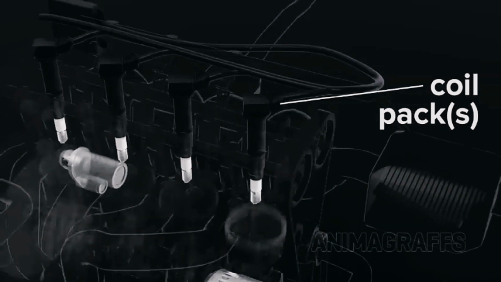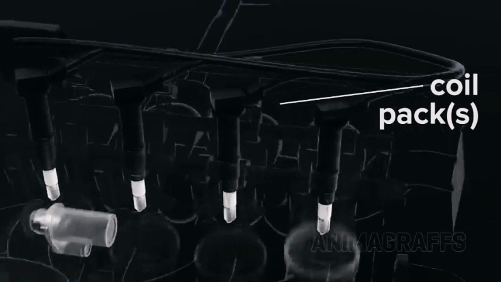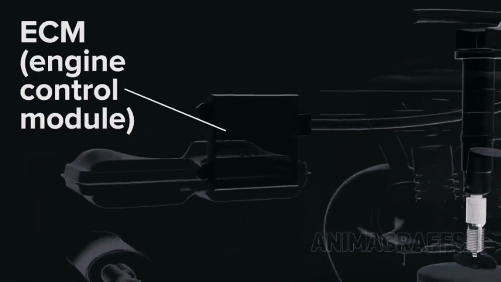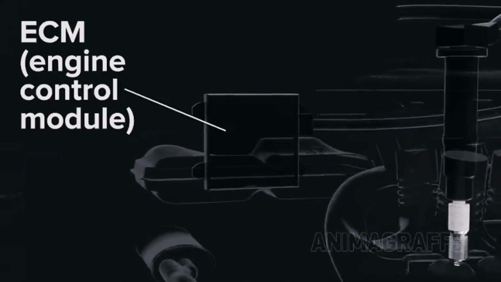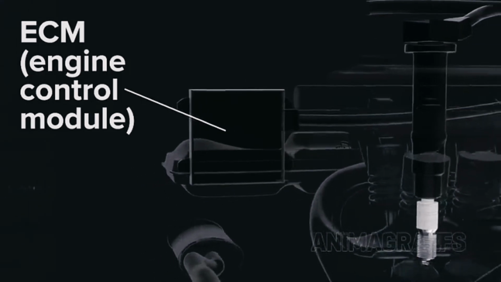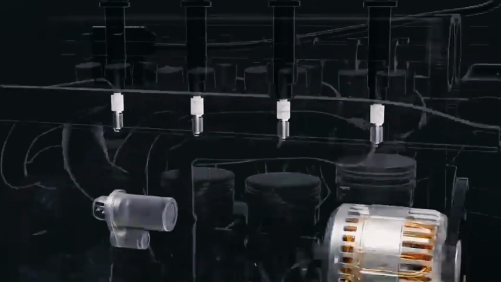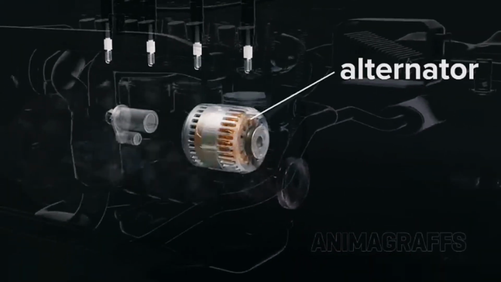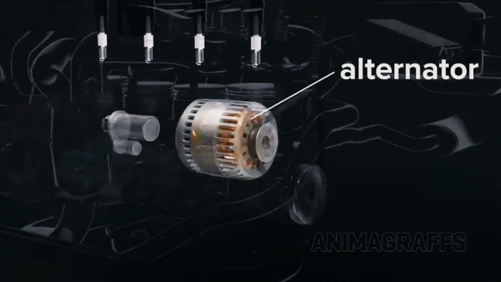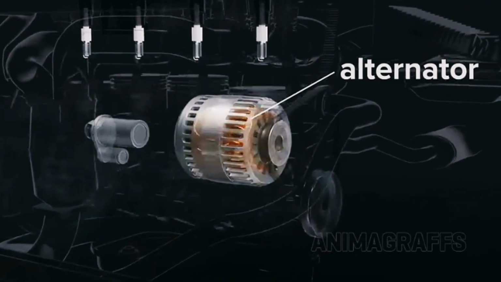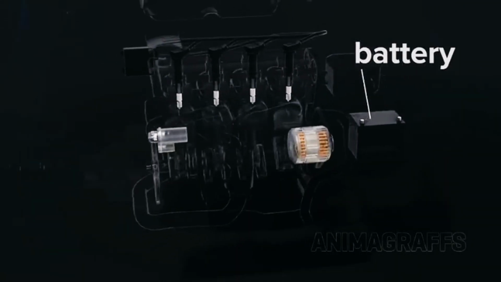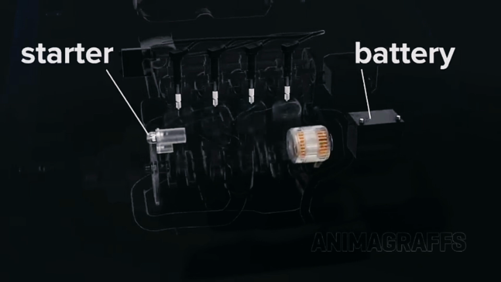The coil pack delivers electrical current to the spark plugs, as directed by the ECM, or Engine Control Module. The ECM is a computer that directs many core engine functions, like spark timing, valve open and close timing, air-to-fuel ratio, etc. The alternator works like a power generator, converting the engine's mechanical energy into electricity to charge the battery or run other electrical systems while the engine is running. The battery provides power to the starter for engine start.